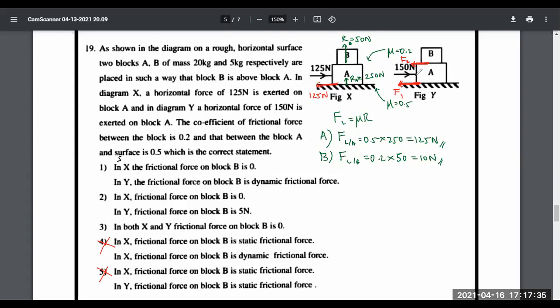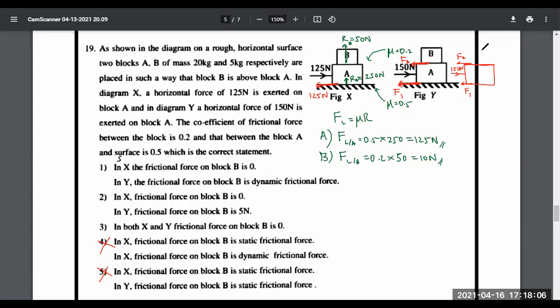When you apply 150 Newton, they both are going to accelerate now. They both are going to accelerate, and yeah, the system is going to accelerate. On A, there will be three forces acting. One is the 150, one is the frictional force given by B on A, and one is the frictional force given by the floor on A.